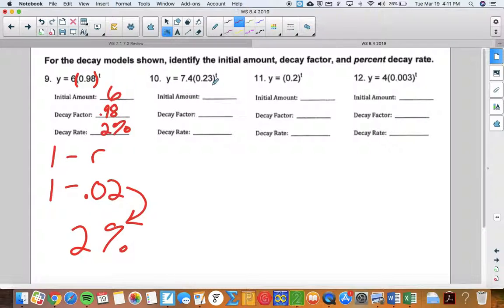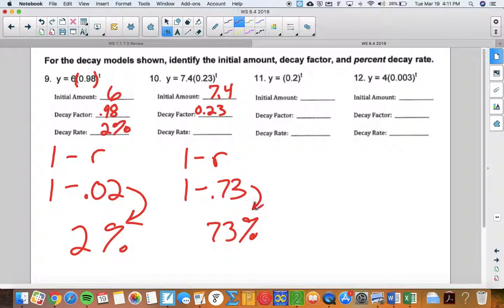So here, initial amount is 7.4. We're multiplying that by 0.23. Because it's decay, because the factor is less than 1, you need to think about $1 minus what is 23 cents. You could also take the difference between 23 cents and $1 to figure out this value. So the decay rate is 77%, to convert the decimal to a percentage.